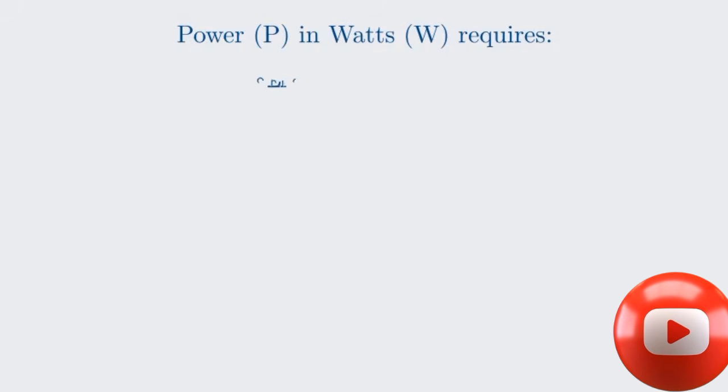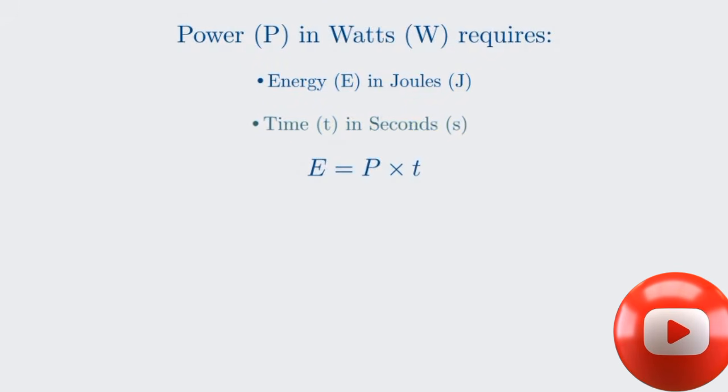There's a crucial point to remember for this part. Physics formulas are designed to work with consistent units, usually the SI units. The SI unit for power, watts, corresponds to the SI unit for energy, joules, only if the time is measured in the SI unit for time, which is seconds. So even though the problem gives us time in hours, we must first convert it to seconds before we can use the formula E equals P times T.